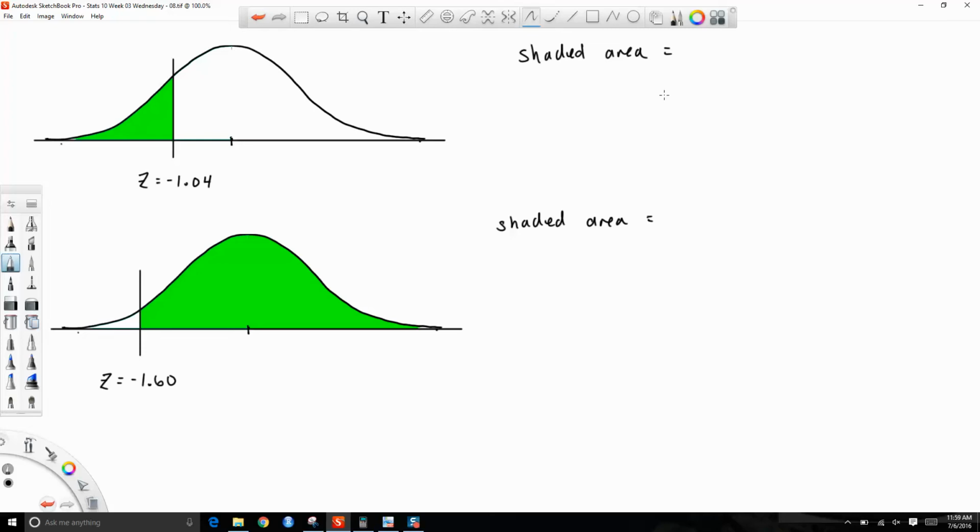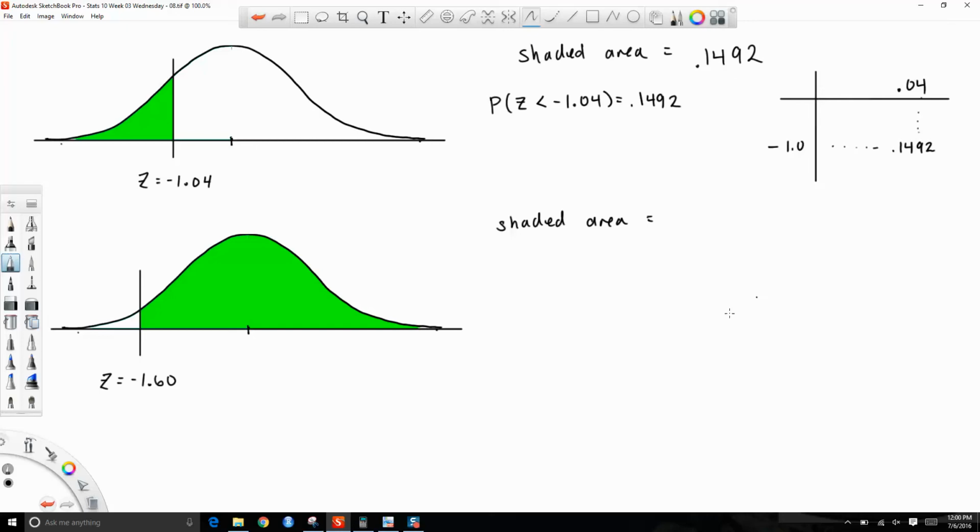Okay, what do we have here? 0.1492, is that what we got? So we can say the probability that z is less than negative 1.04 is 0.1492. When you look it up, you're going to go to the row negative 1.0 and the column 0.04, right? And we're going to find 0.1492 there. How about everyone, so far so good?